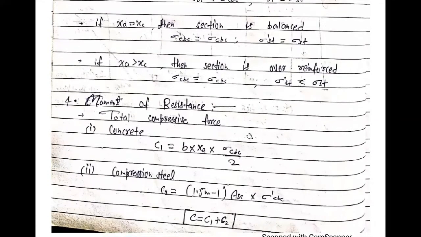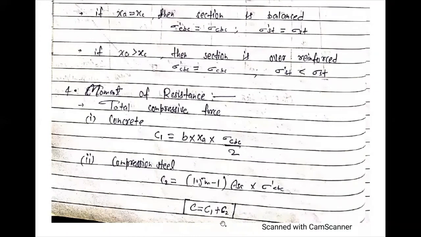Next part is calculation of moment of resistance. For total compressive force, first we have to find out C1, that is compressive force in concrete, which is given by half b into XA into sigma CBC. This we learned in the upper slides. Then compression steel, which is C2. This we have also learned in the upper slides, which is given by 1.5 m minus 1 multiplied by ASC multiplied by sigma dash CBC. So total C, that is total compressive force, is C1 plus C2.